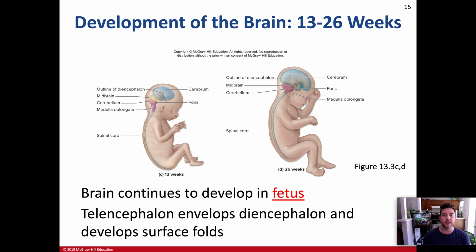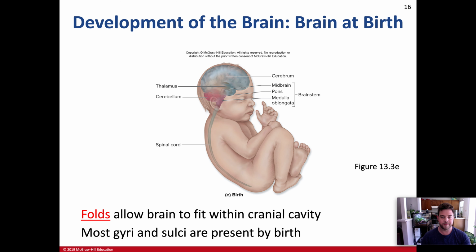So continuing with development, after all of that is starting to finish, we get into fetal development. From 8 weeks until birth, you are considered a fetus. So the brain continues to develop. The telencephalon starts to envelop the diencephalon and develop surface folds. Remember, the telencephalon is what's going to become the cerebrum, the part with the lobes that we think of, and all the folds, the gyri and the sulci. So the diencephalon is deep to that, and the telencephalon is going to form over top of it.